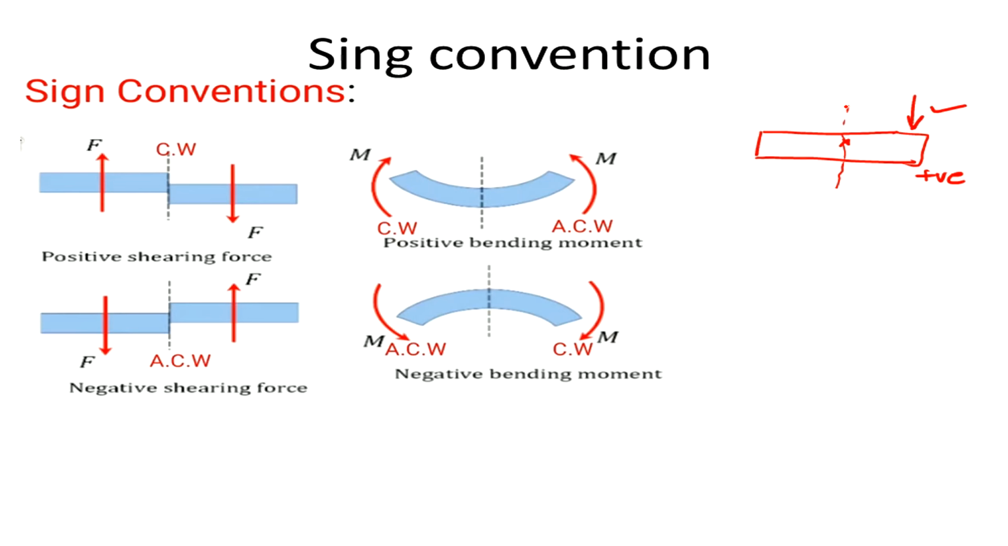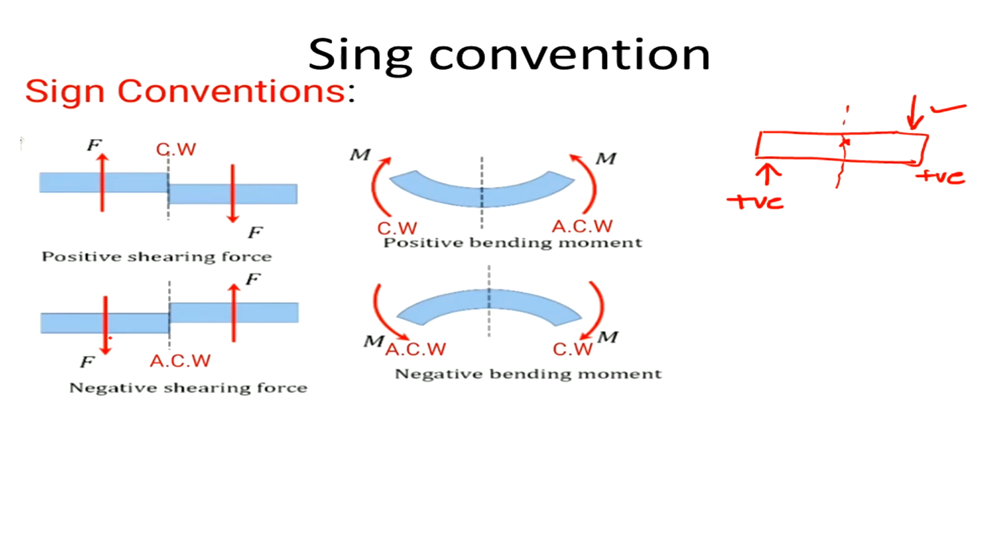Again, with respect to this section, a force is acting in upward direction to the left of the section, then with respect to this section, this force will be acting in a clockwise direction. So again, this will be considered as a positive shear force. So the diagram will be showing over here. Here with respect to a section, the force is acting in a clockwise direction, then that type of force will be considered as a positive shear force.